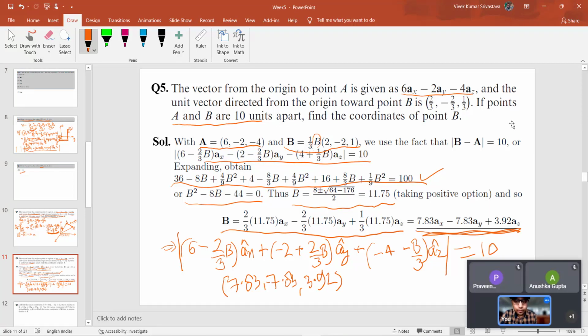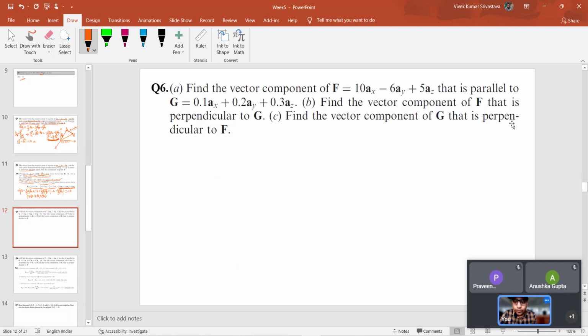Okay, so let us move to the next question. So here is the next question. Find the vector component of f that is parallel to another vector g, which is defined as 0.1 ax plus 0.2 ay plus 0.3 az.